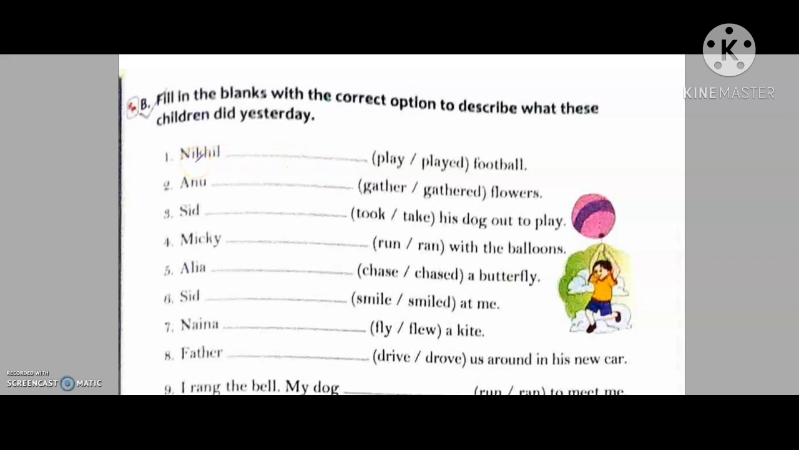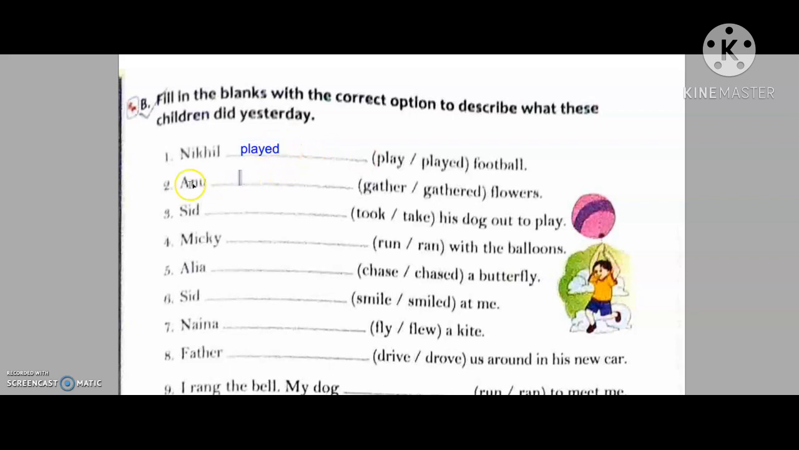So let us see the first one. Nikhil dash football. Play, played. What will be the answer? Yes, it will be played. Why? Because play itself is the base form, and when we have to make it in the past tense, we have to add ed. Right.